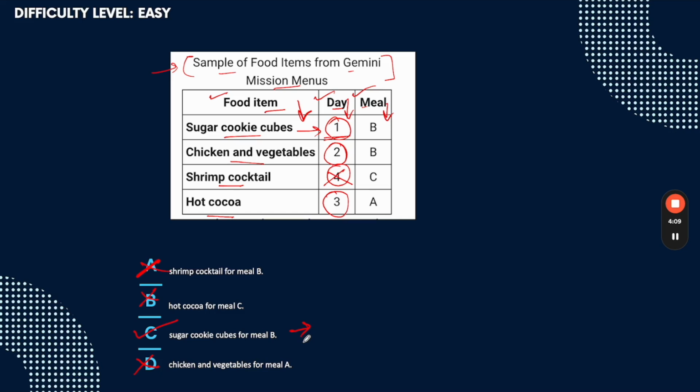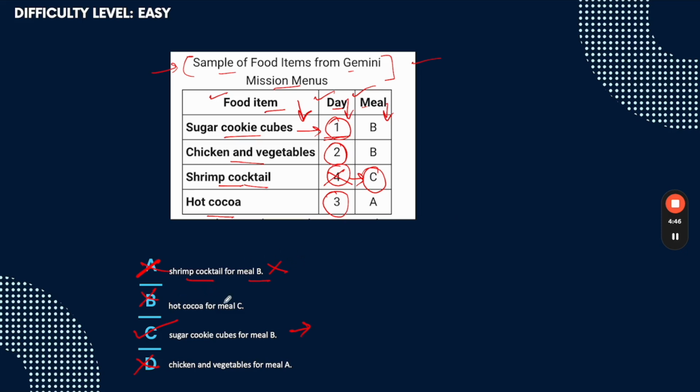Another thing that I want you to quickly notice is, let's say you did not read the text. Let's say you don't have any information on the text. You simply have this table and you have these options. Now look at choice A over here. It says shrimp cocktail for meal B. Look at the table now. Shrimp cocktail was not meal B, right? That was meal C, not B. So it would have definitely been out anyways, right? This information is not matching with the information given to us on the table. So I could have eliminated A even if I had not read the text.